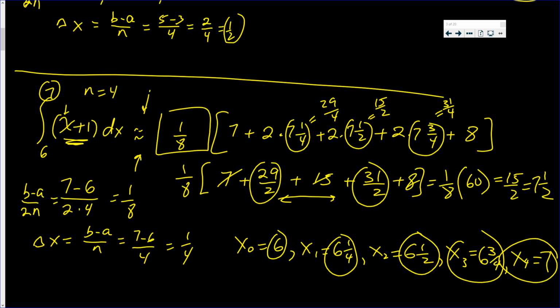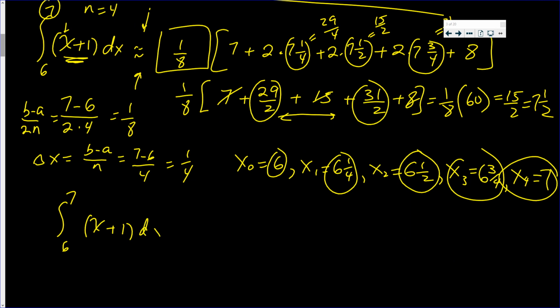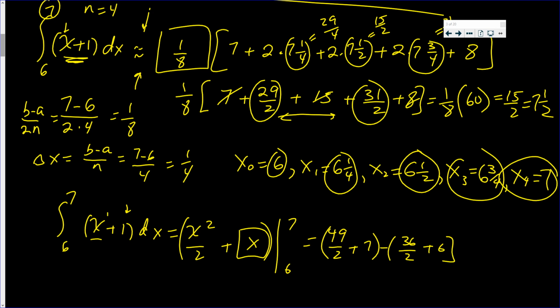Okay. And we could do this based on what we did in the last section. We can integrate separately. That's x to the 1. It's x squared over 2. And you know, whatever goes here when you take the derivative should give you 1. So x should go there. And we're evaluating from 6 to 7. So we get 7 squared over 2 plus 7 minus 6 squared over 2 plus 6.